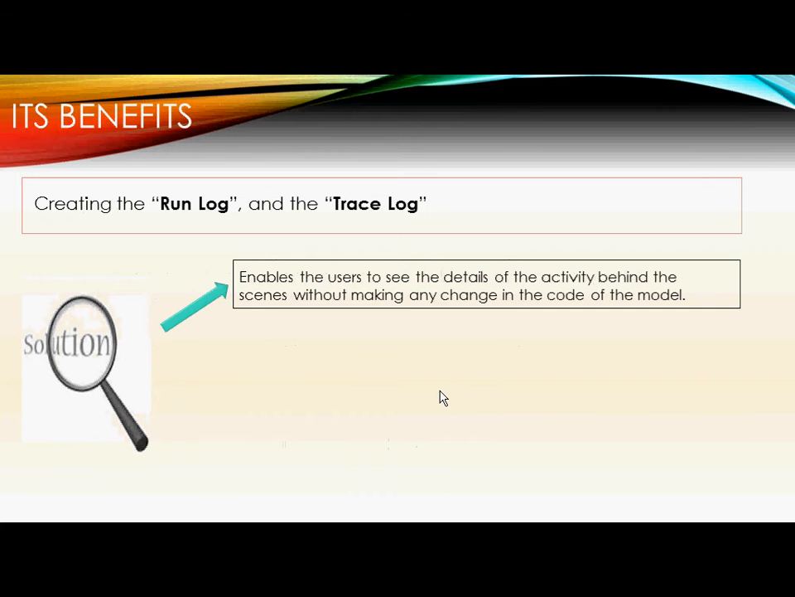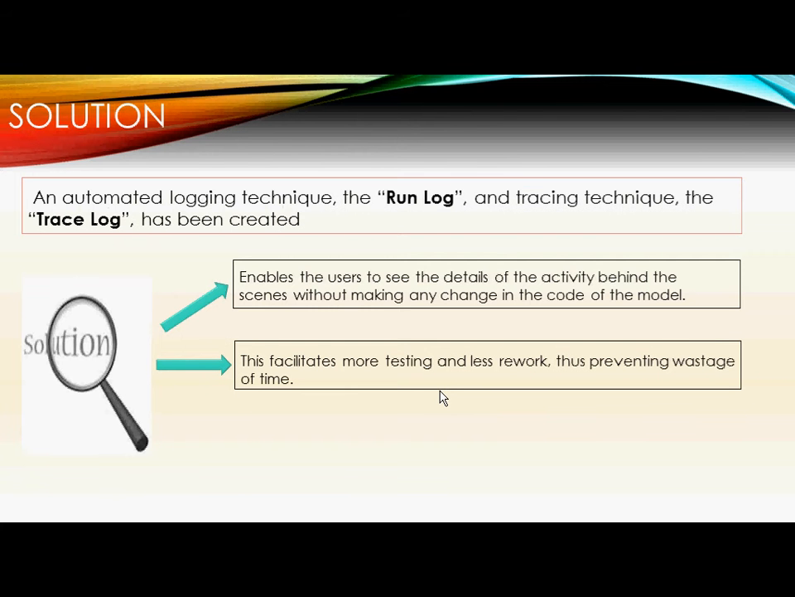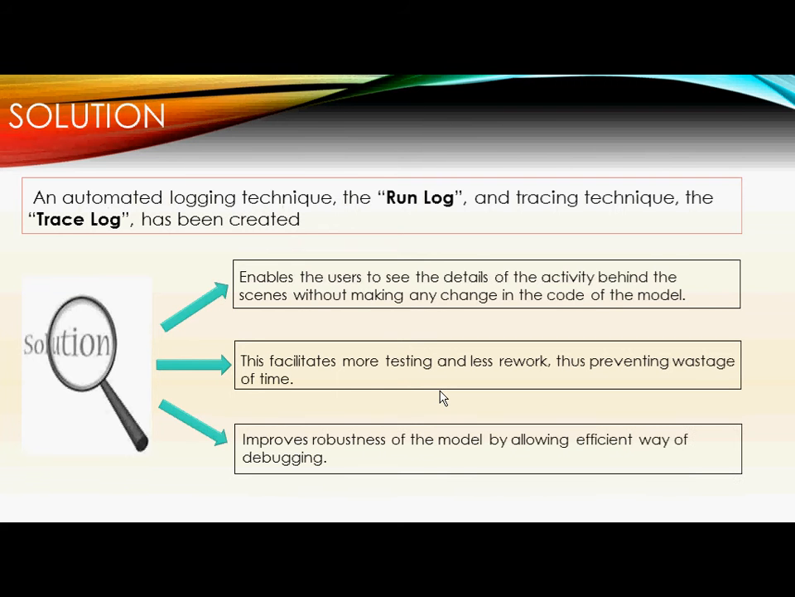The run log and the trace log would enable the users to see the details of the activity behind the scenes without making any change in the code of the model. You just need to configure the tool into your model, and the files will be generated automatically, which will give you details of the entire execution. And this will facilitate more testing and less rework, since you don't need to be bothered about noting down certain information from your execution. And it also improves the robustness of the model by allowing an efficient way of debugging.